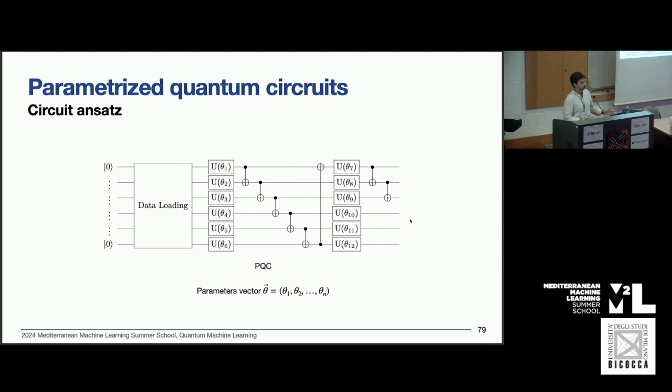So the idea was to have circuits that are parameterized. You put parameters in gates and you try to learn a shallow circuit that does the job. It's more or less like having a neural network. These things are called ansatz, the shape of these circuits, and they are really the architecture of the parameterized quantum circuits, okay? They control the expressibility of your circuit, and they also control the inductive bias of your model somehow.